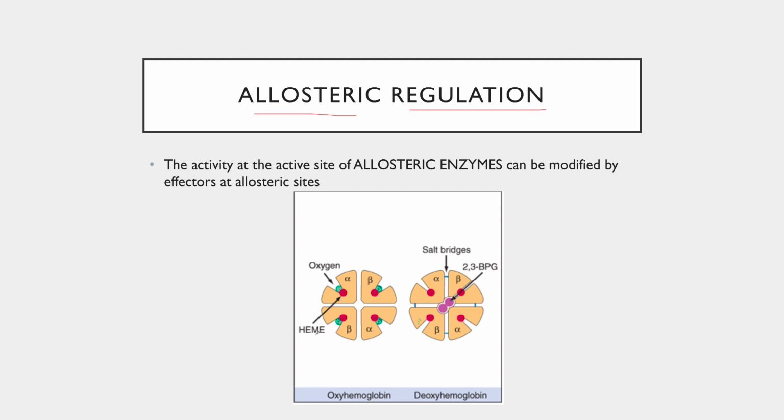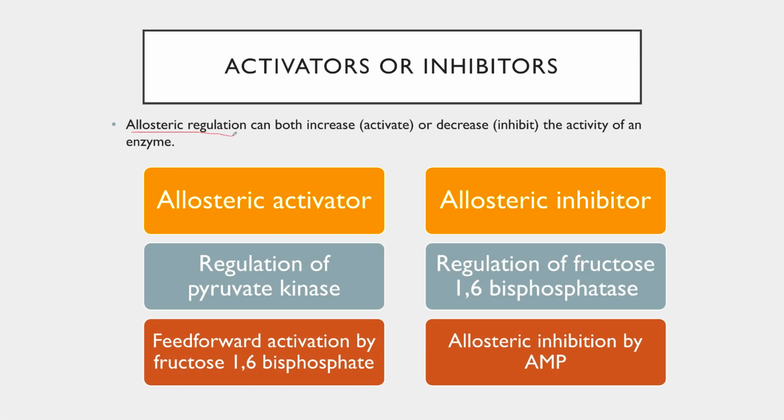So the first encounter with allosteric regulation we've had is with hemoglobin. You can see here that hemoglobin activity can be influenced by 2,3-BPG, and in this case, it stabilizes the tense state of the enzyme. So allosteric regulation can be in the form of either activation or inhibition of the enzyme. Allosteric activators increase the activity of the enzyme, whereas inhibitors will decrease the activity of the enzyme.